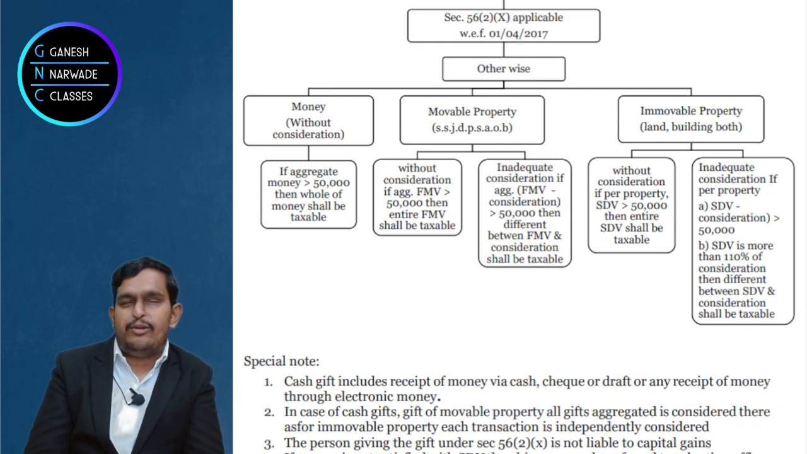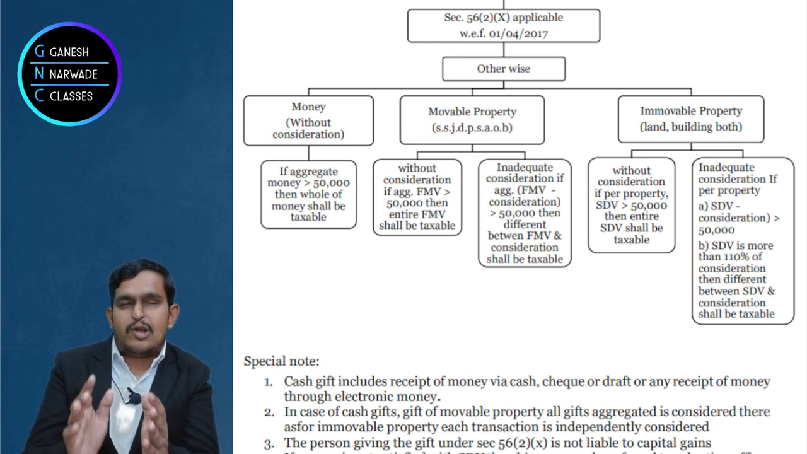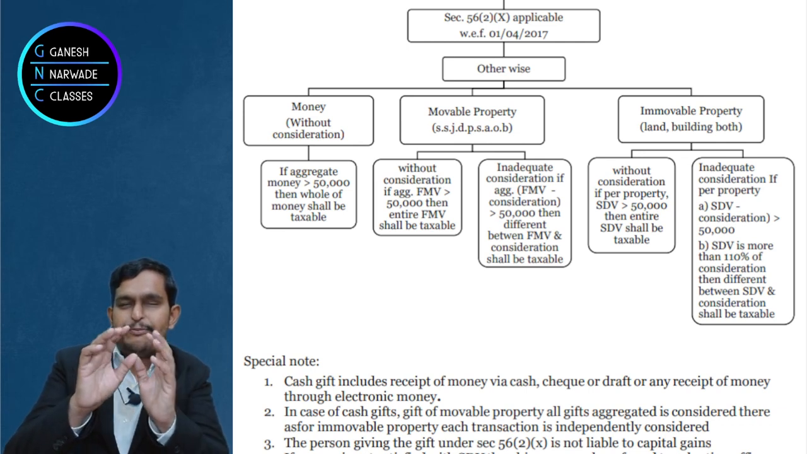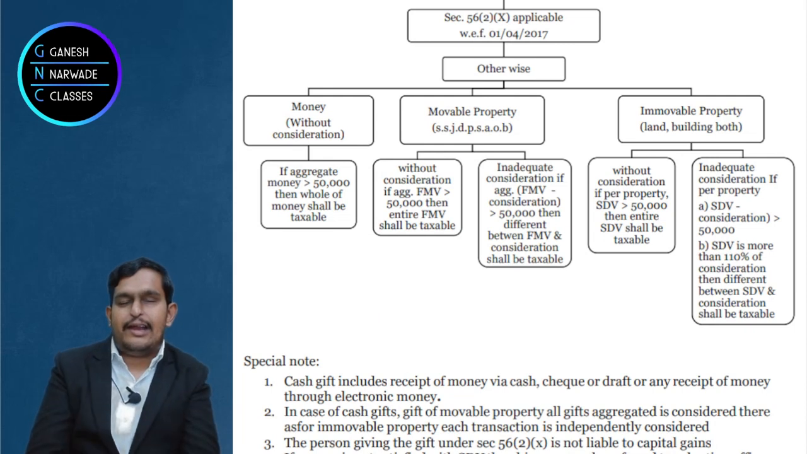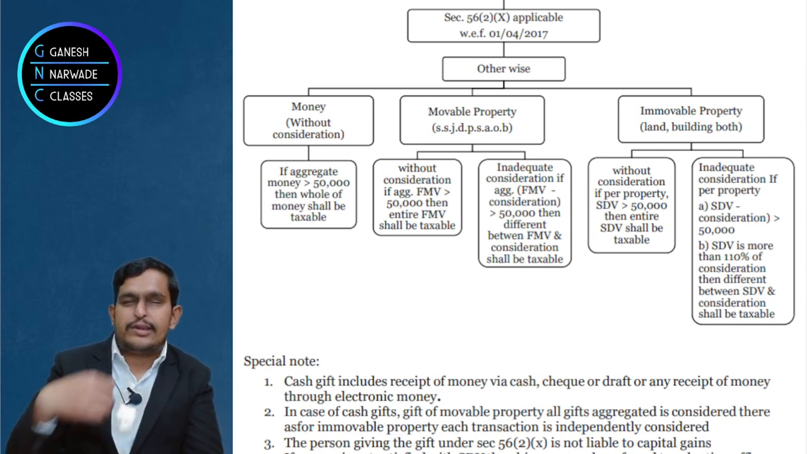If stamp duty value is less than 50,000, then nothing is taxable. Are you able to understand? I am talking about immovable property, that means land and building, and that it is given totally for free, a total gift. In that case, we don't have any consideration, correct? So we'll only check the stamp duty value. If stamp duty value is more than 50,000, the entire stamp duty value is taxable. Less than 50,000, nothing is taxable.